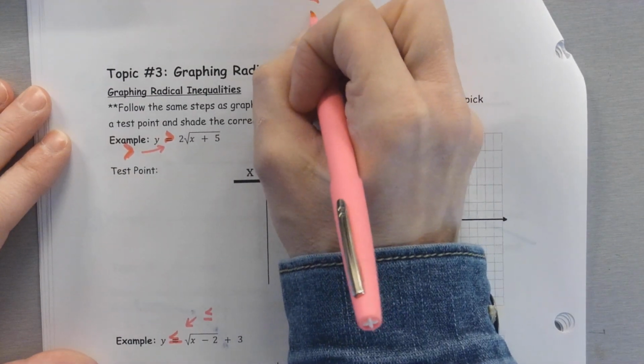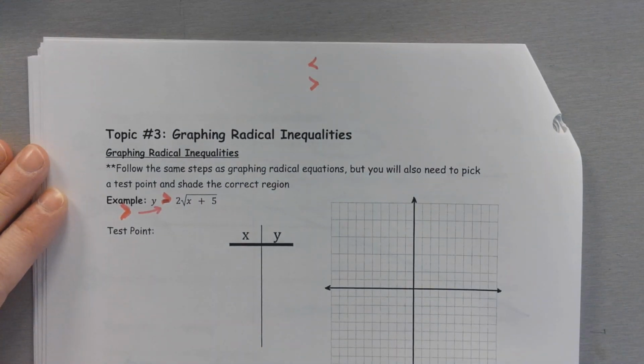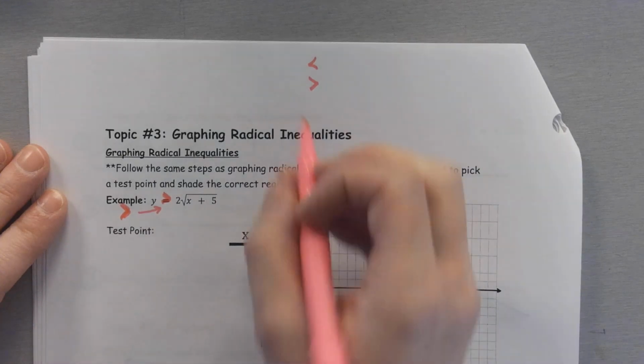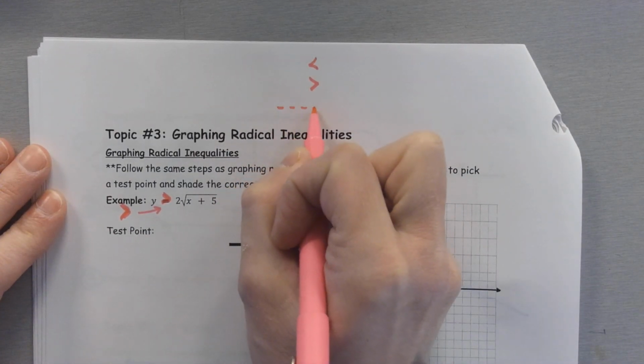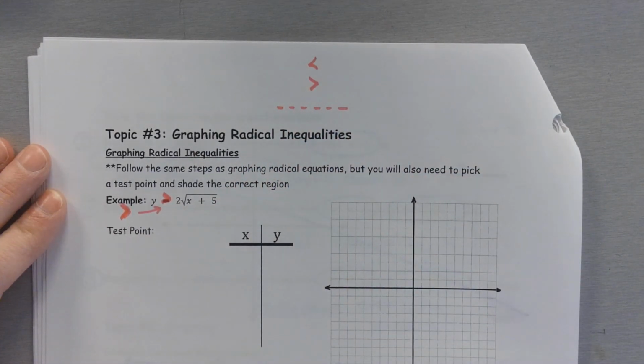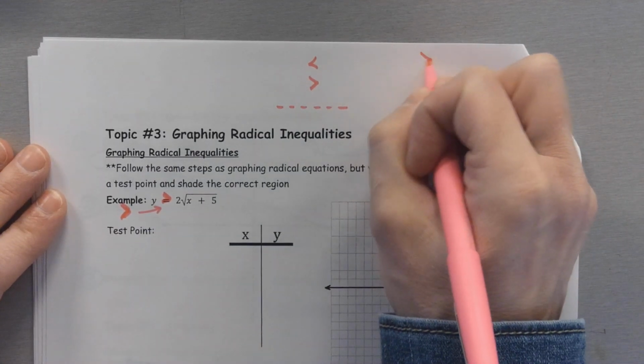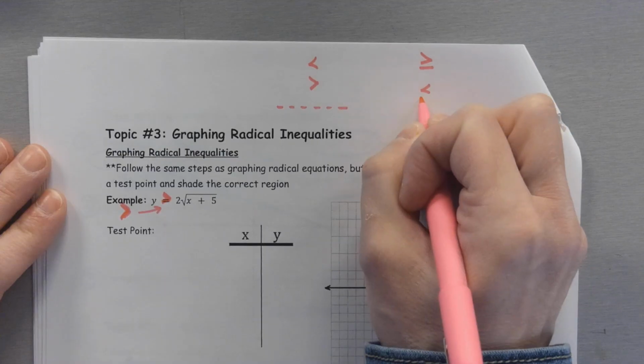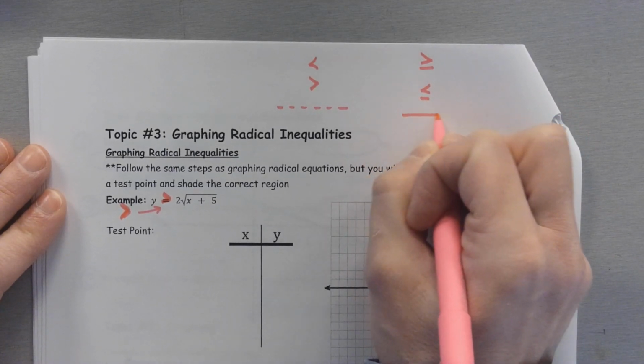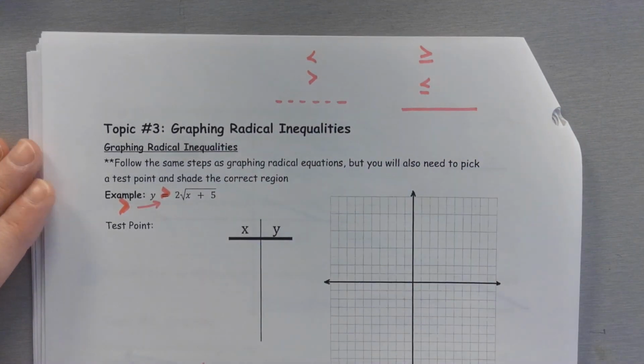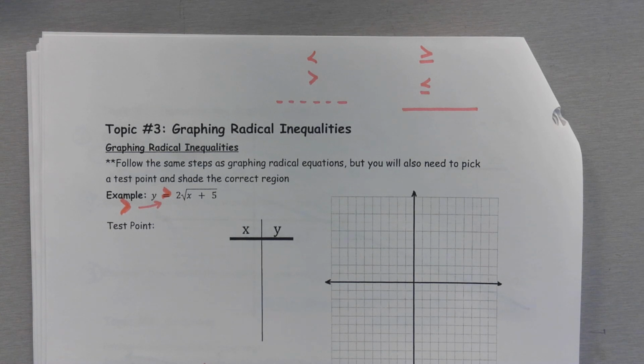Couple reminders. If you have just greater than or just less than, remember that we're going to graph with a dotted line. Do you remember doing that? If you have an equal to situation, that's when we're going to graph with something that's solid. So just reminders on that.